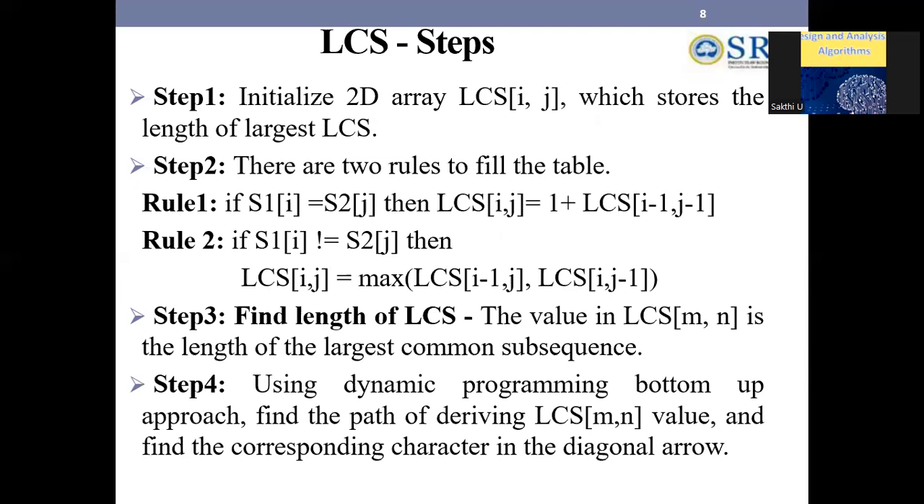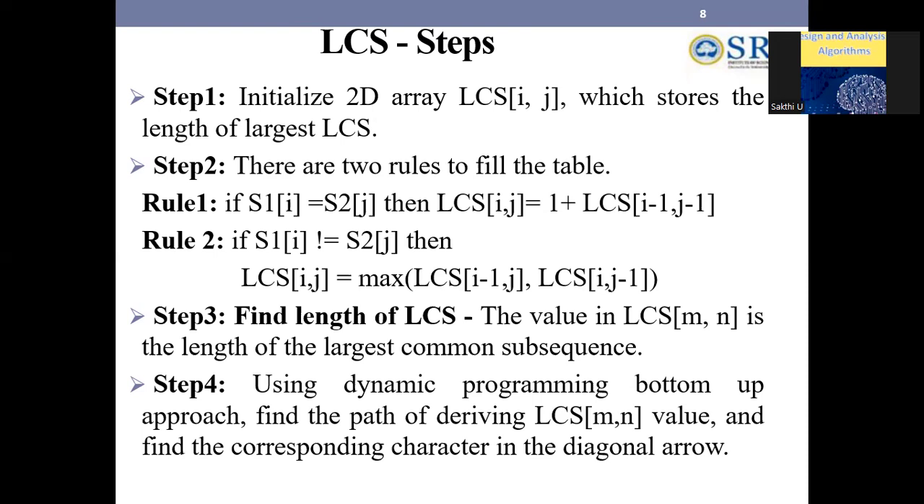The array name is matrix, or a two-dimensional table. The array name is LCS. I comma J, where I represents the row value and J represents the column value of the second string. There are two rules to fill the table. Initially, the zeroth row and zeroth column are filled with zeros, and then apply the rule. The first rule: if the current characters are equal, LCS of I comma J is equal to 1 plus LCS of I minus 1 comma J minus 1. If S1 of I is not equal to S2 of J, then find the maximum of the previous row and previous column value.